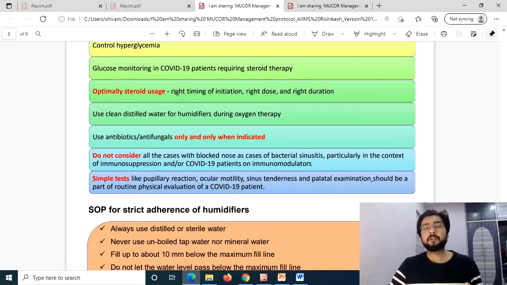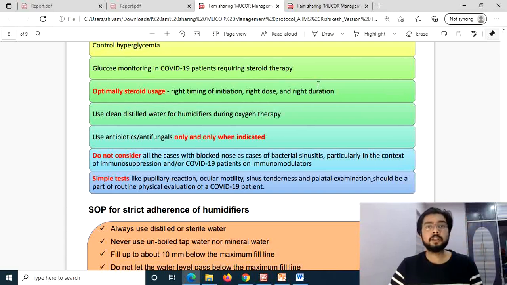Optimal use of steroids. So people say there is a right time to start and a right dose to start for the steroid. Right timing of initiation, right dose, and for right duration. So right time, right dose, right duration. This is again one question for the AIIMS. For steroid, all the 3 criteria should be met in COVID-19. Right time, right dose, right duration.